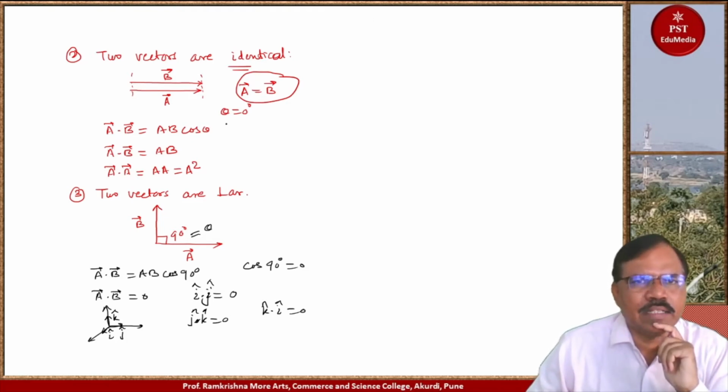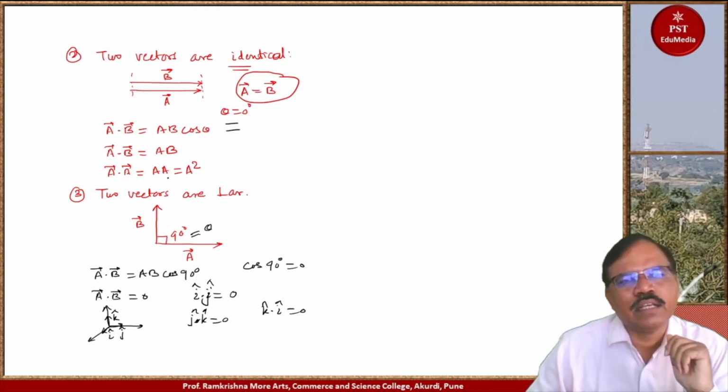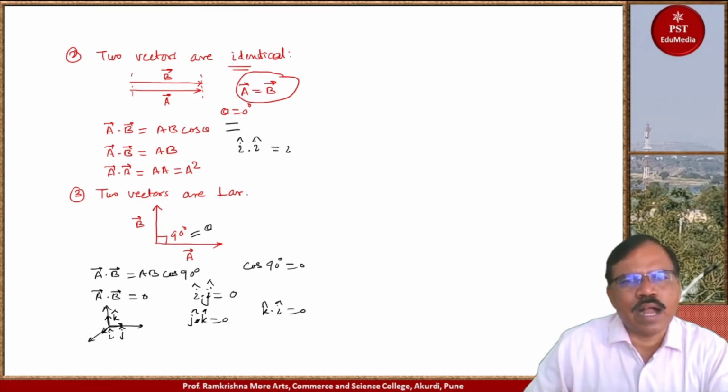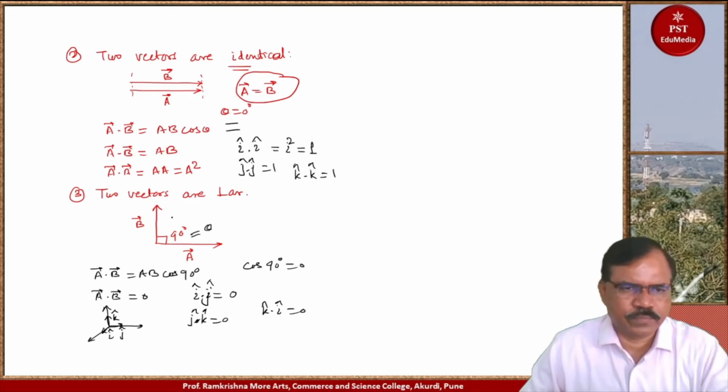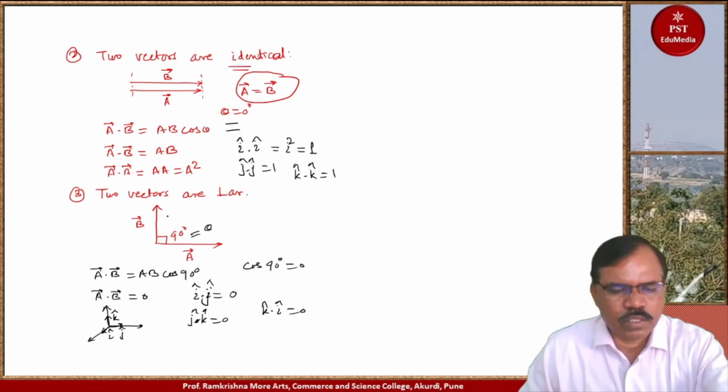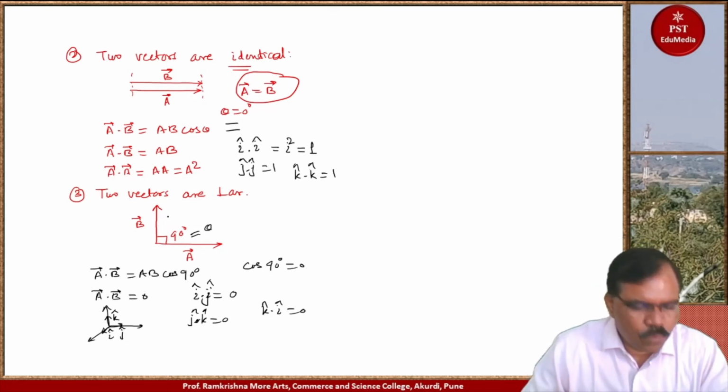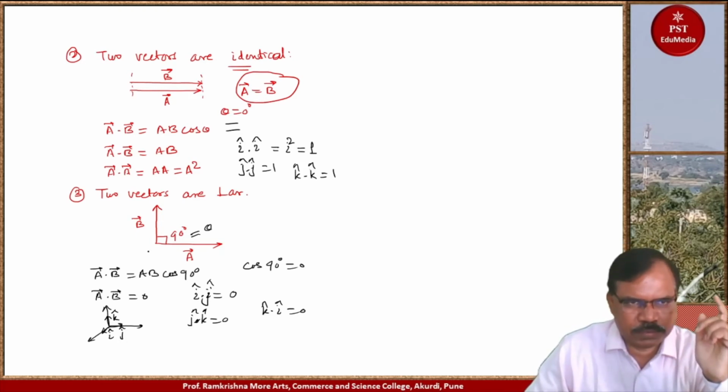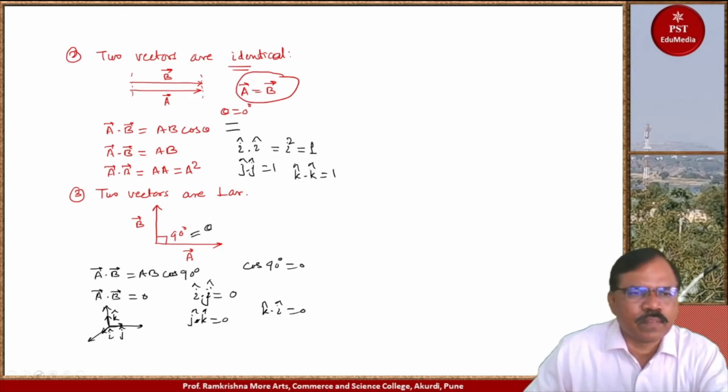But if they are parallel, we know A dot A is A square. So I can write I dot I. These are identical vectors, unit vectors, so here we have I square. And now the magnitude of a unit vector is 1, so it is 1. J dot J, you will get 1. K dot K, you will get 1.